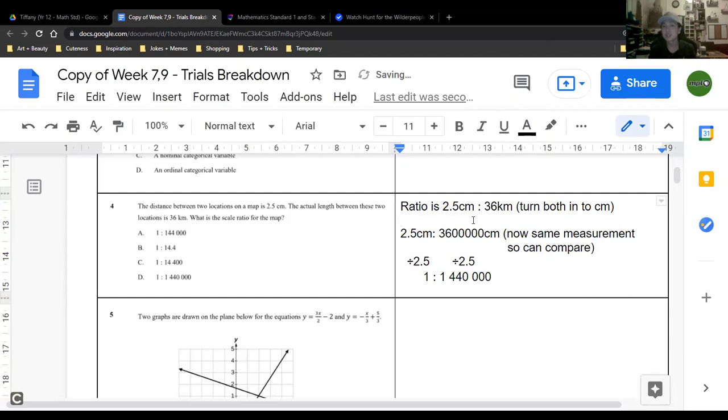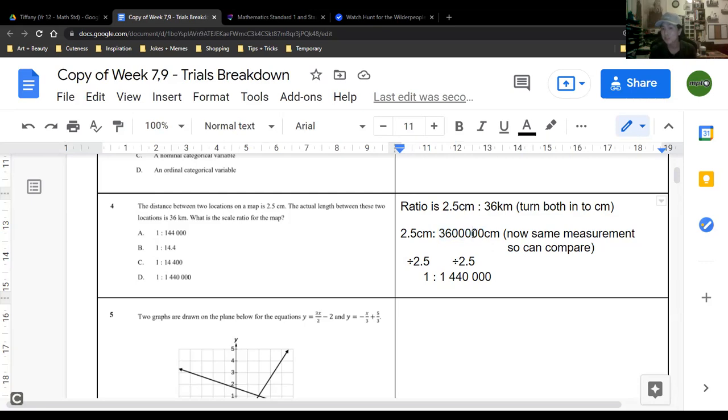Right, so you can see the ratio is 2.5 to 36, and you turn both into centimeters. So here you can see 36. This is how many meters there are. You add three zeros to turn kilometers into meters. Kilo is 1,000, so you multiply by 1,000. Then you add two extra zeros to turn that meters into centimeters, because there are 100 centimeters in a meter. So that's the number here.